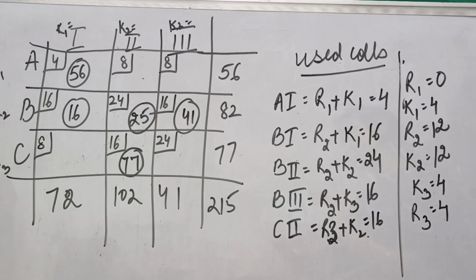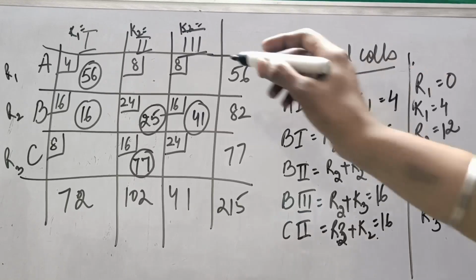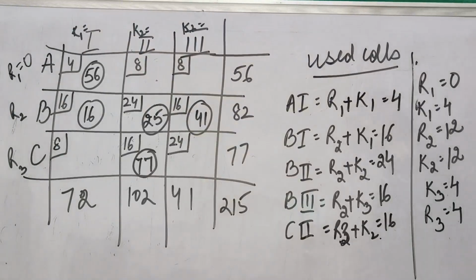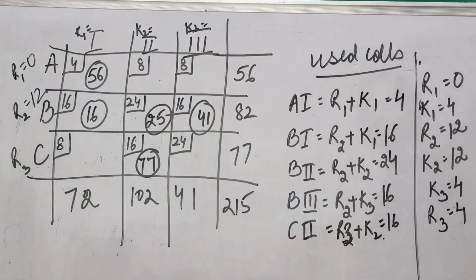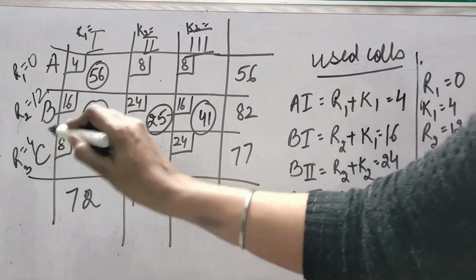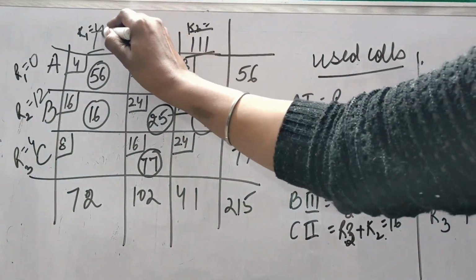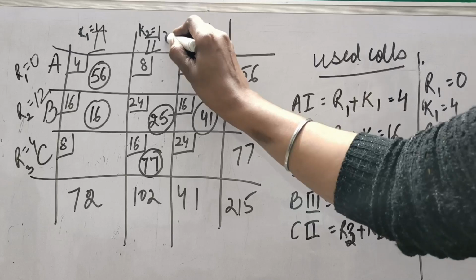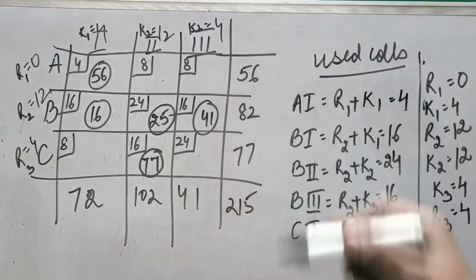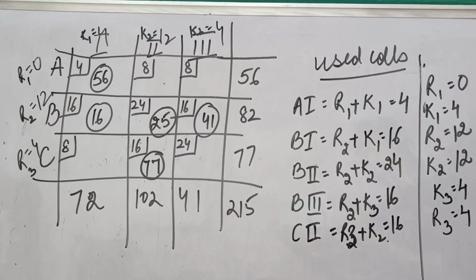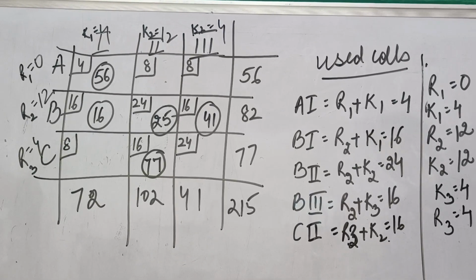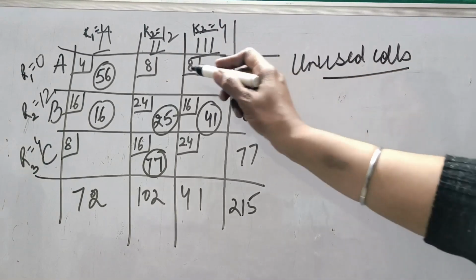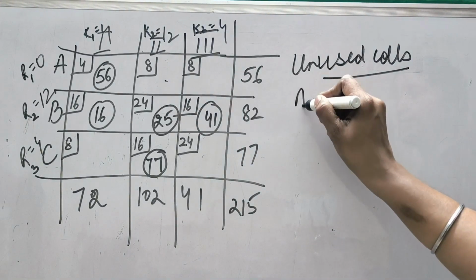Now let's put these values in our table. So our R1, we have assumed it to be 0. R2 has come out to be 12. R3 is 4. K1 is 4, K2 is 12, K3 is 4. So like this we have calculated the values of R1, R2, R3, K1, K2, K3. All the values have come. Now we will put these values in the unused cells or water squares. First unused cell is this, that is A2.